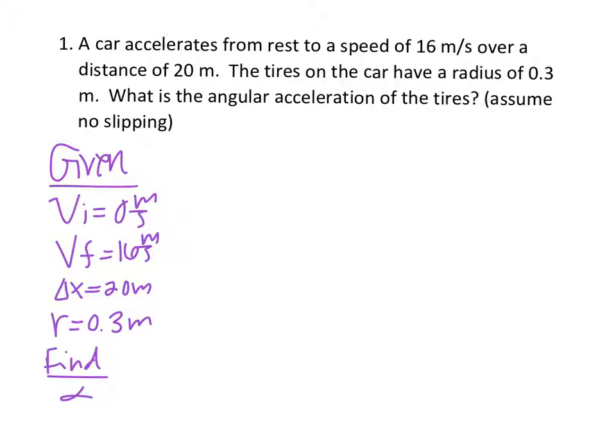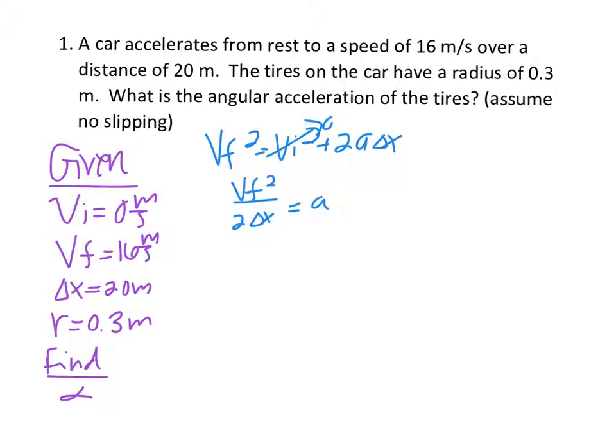There's 2 ways to solve this problem. You can convert everything in the beginning or you can convert at the end. It really doesn't matter. You'll get the same answer either way. I'm going to make life easy and just convert at the end. So figure out what the acceleration is. We're not given time. We don't need it. Let's use the no time equation. V final squared equals V initial squared plus 2a delta x. So V final squared over 2 delta x equals a.